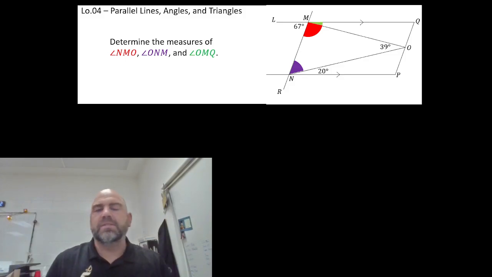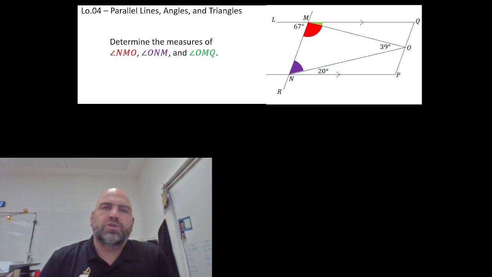All right, welcome to this example where I'm going to go through step by step how we can determine the measures of three angles based on parallel lines, as well as some of the proofs that we have on angle measures. So first things first, we're going to determine the measures of angle NMO, ONM, and OMQ.